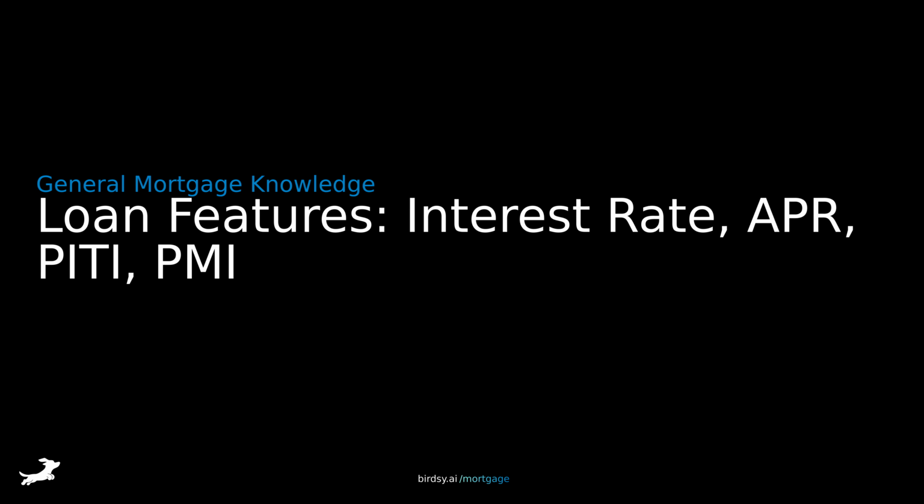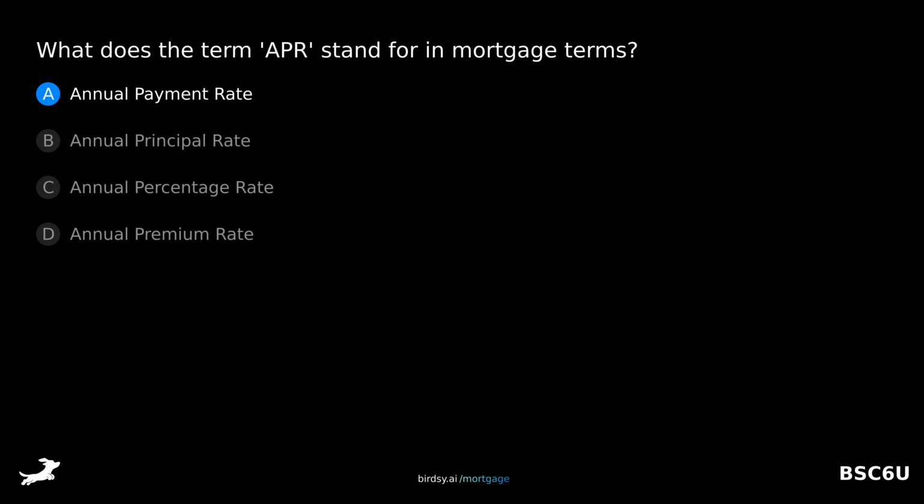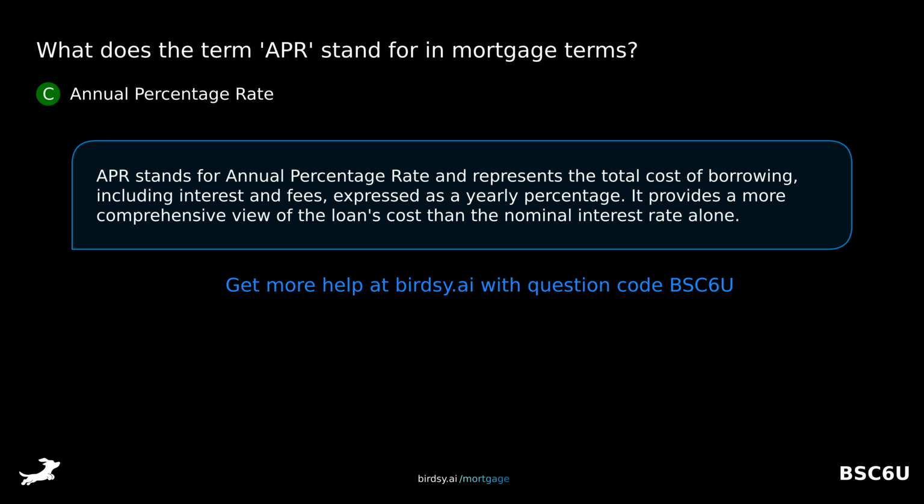Loan features: interest rate, APR, PITI, PMI. What does the term APR stand for in mortgage terms? Is it A, annual payment rate, B, annual principal rate, C, annual percentage rate, or D, annual premium rate? The answer is C, annual percentage rate. APR stands for annual percentage rate and represents the total cost of borrowing, including interest and fees, expressed as a yearly percentage. It provides a more comprehensive view of the loan's cost than the nominal interest rate alone.